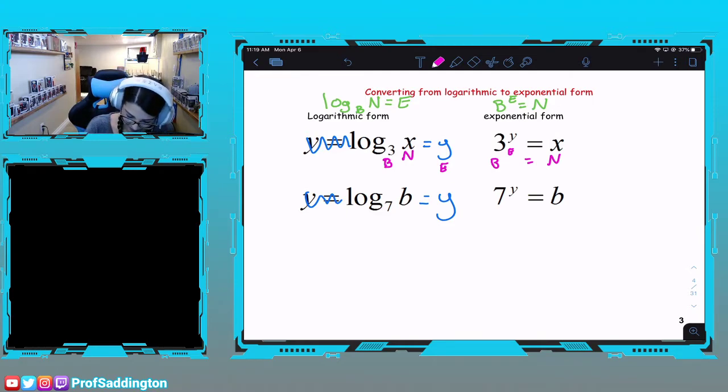Below, we have the same thing, bunny, and then we have our Ben. My base is 7, my exponent is y, and my number is b. So just recalling how to go back and forth with each of those.